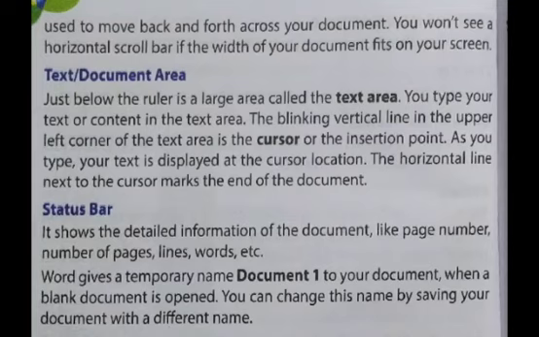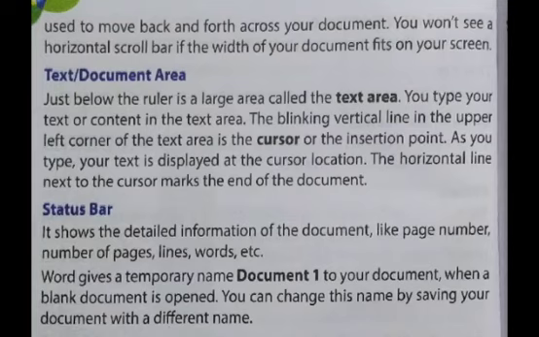Okay. Next is status bar. It shows the detailed information of the document like page number, number of pages, lines, words, etc. Word gives a temporary name Document 1 to your document when a blank document is opened. You can change this name by saving your document with a different name.